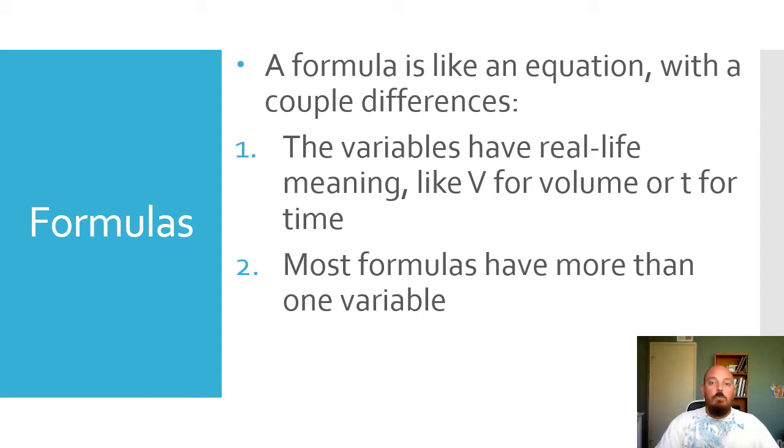Number two, most formulas have more than one variable. In fact, most formulas have a lot. Sometimes they have 3, 4, 5, 6 variables. So those are the two main differences. The variables mean something in real life, and you usually have more than 2 or 3 variables in each one. So let me give you an example of a formula.